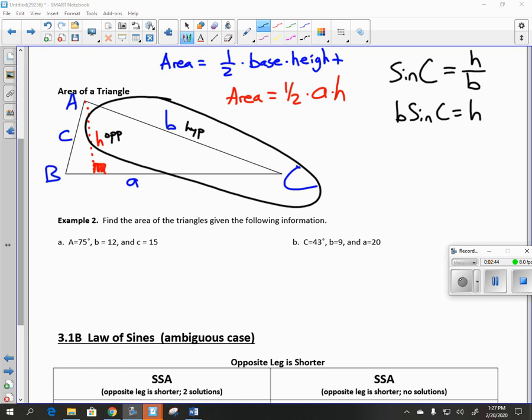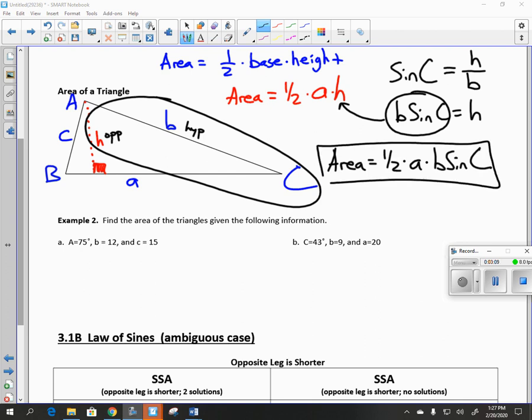Yes, there is, but we're actually done. We got one more step. The proof is done. If I know that this is H, what can I do with this? Where can I put it? Right there. A times B times the sine of C. That's it. That's a proof right there. We just proved what the area of a triangle is.